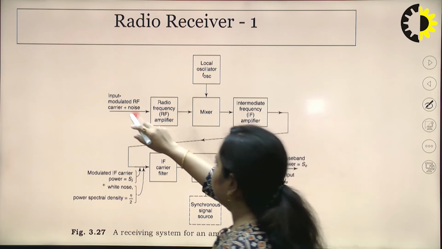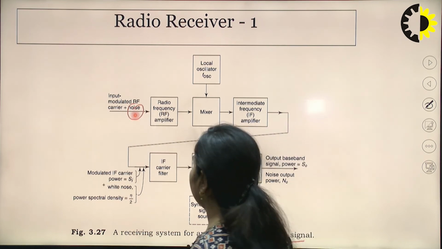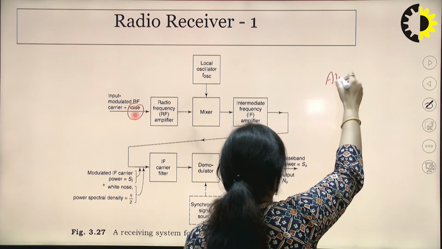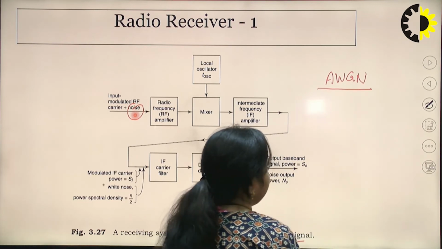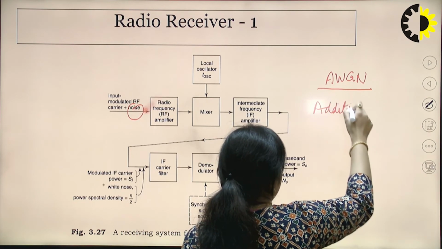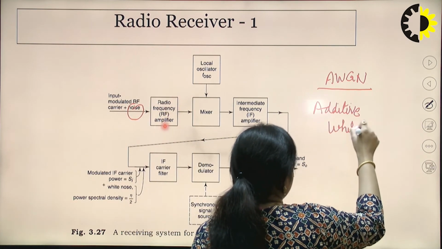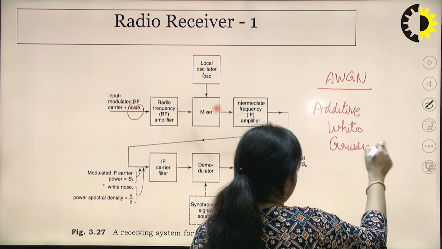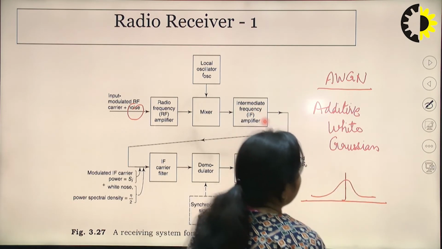Now the incoming signal is the input modulated RF carrier plus the noise. What is noise over here? In communication we mostly use this type of noise, that is AWGN, additive white Gaussian noise. Why is it known as additive? Because it is additive in nature, as you can see that it can be added. White Gaussian noise because it contains all the frequency components. Gaussian means its spectrum is Gaussian in nature, and this is the Gaussian distribution.